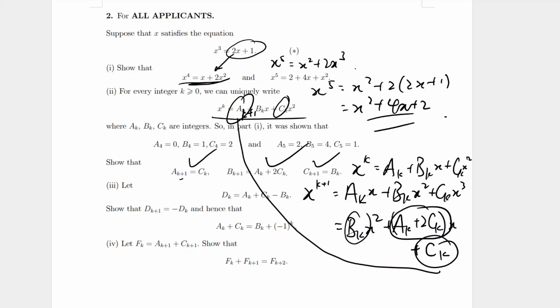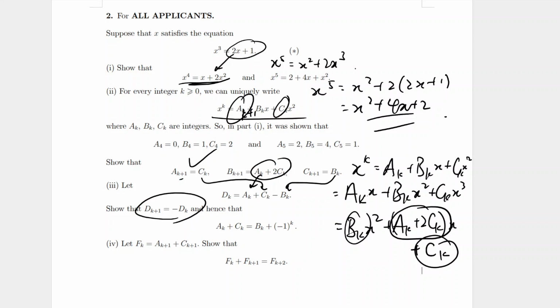Okay, let's move on to part 3. Let d(k) equal to that. Show that d(k+1) equals minus d(k). Well, you just have to sub in what you got in question 2, I think. That's what they want, right? Just sub in b(k), sub in c(k), and sub in appropriately. Then you could show this. I think this is trivial. I'm not going to do it. And hence that this is true.